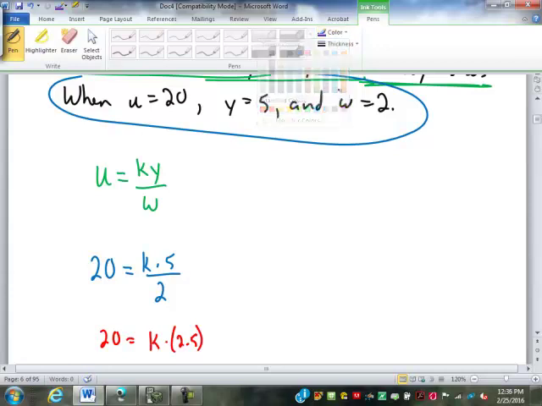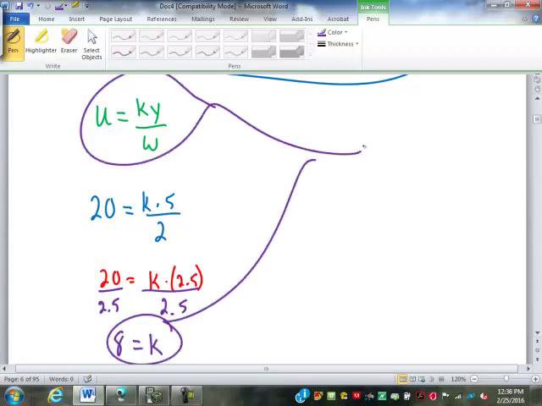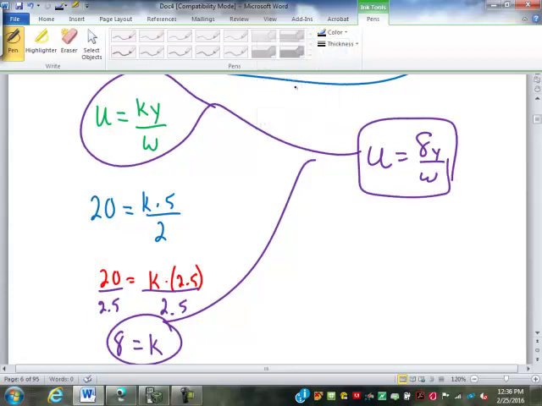And so now we can divide by 2.5 to give us 20 divided by 2.5 is 8. So k equals 8. So what that tells us is that our relationship is u equals 8y over w. That is it right there. Either way would be fine. But as long as you get u equals 8y over w is what matters.